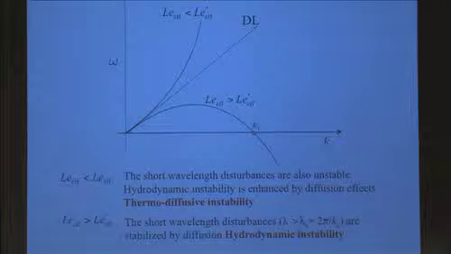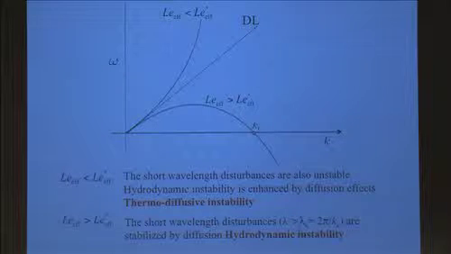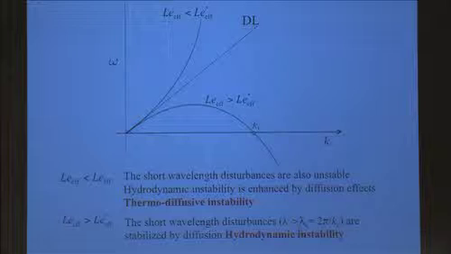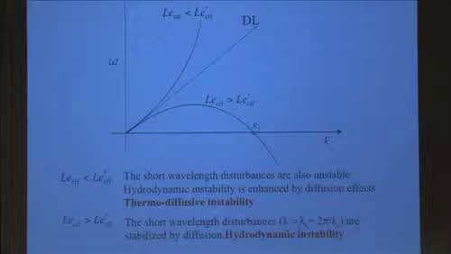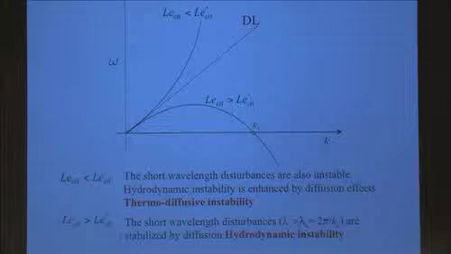On the other hand, if the Lewis number is less than a critical value, remember in the thermodiffusive picture, it was approximately, the little l was like -2, so if it is below some value, then the short wavelengths further destabilize the flame. In other words, you see, in addition to the hydrodynamic instability, also thermodiffusive instability.